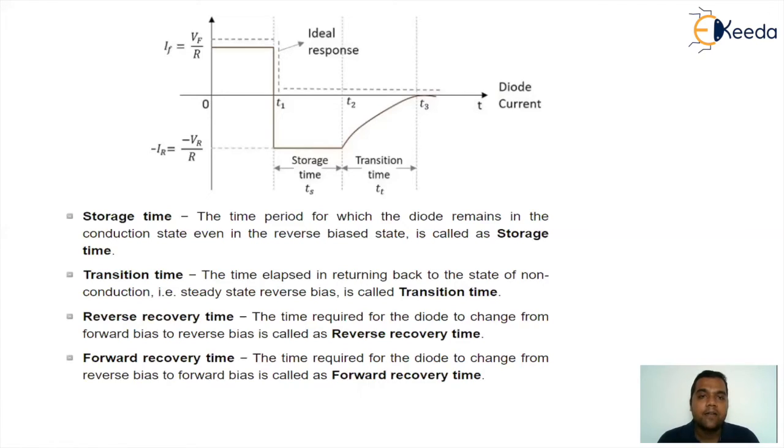You will find a time span where you will get an impact of TS, which is called the storage time. The time period for which the diode remains in the conduction state, even if it is reverse bias, is called the storage time. And then it will have the transition time towards the reverse bias effect. The time lapse in returning back to the state of non-conduction, that is steady state reverse bias, is called the transition time. So this is the major impact of the diode.